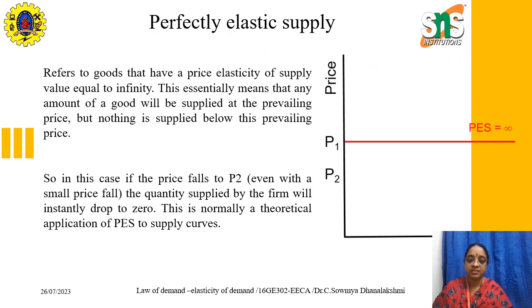This is a perfectly elastic supply, which refers to goods that have a price elasticity of supply value equal to infinity. This essentially means that any amount of a good will be supplied at the prevailing price, but nothing is supplied below this prevailing price, which means the price is constant. In this case, if the price falls to P2 from P1, the quantity supplied by the firm will instantly drop to zero. This is normally a theoretical application of perfectly elastic supply to supply curves.